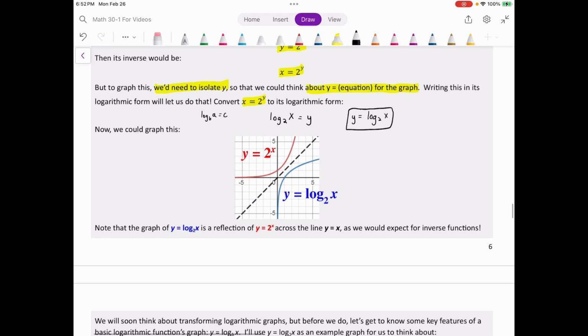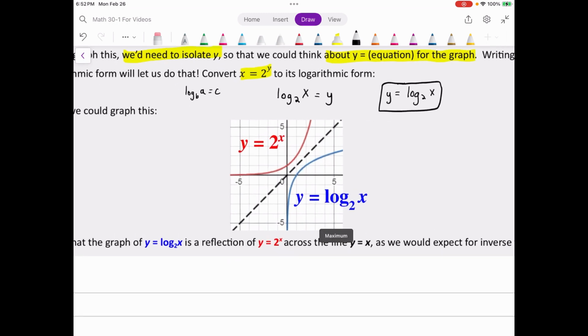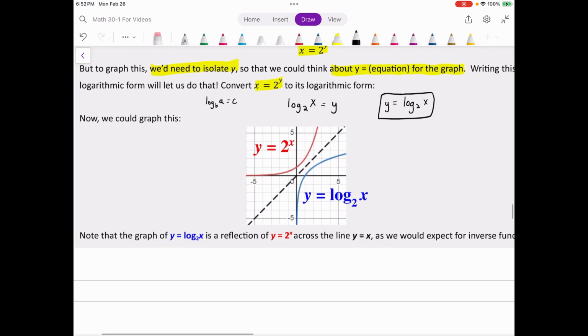And now we could graph this. So these are the graphs of y equals 2 to the x. This is what we were talking about yesterday, or in the previous lesson. Every single value of y is just equal to 2 to that value of x, wherever we are. So when x is 0, y is 1, because 2 to the 0 is 1. When x is 2, y is 4, because 2 to the power of 2 is 4. Here we have y equals log base 2 of x.